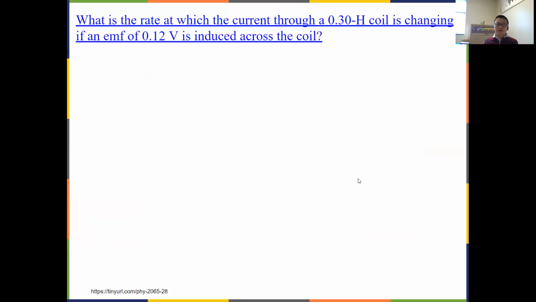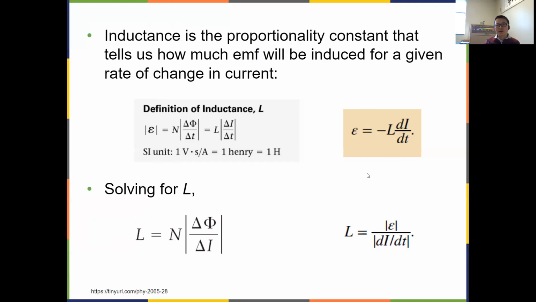All right, so first, let's take a look at a particular example here. It says, what's the rate at which the current through a 0.30 Henry coil is changing if an EMF of 12 volts is induced across the coil? So let me see if I have, yeah.